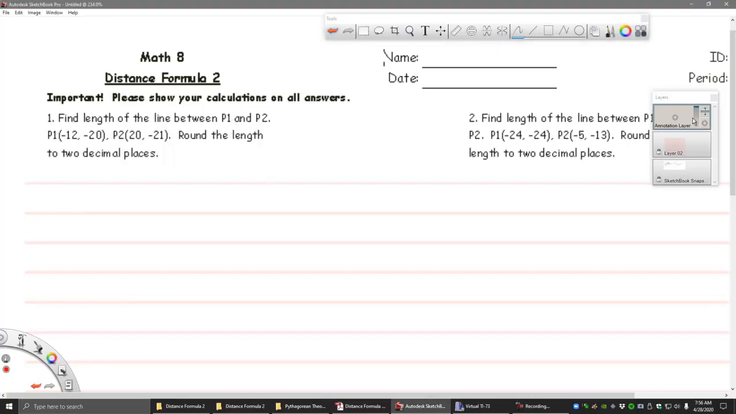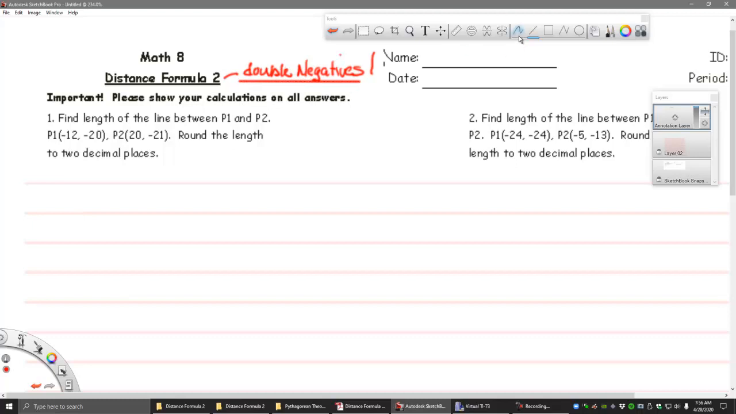Okay, in this video, we'll be talking about the distance formula. This is a little bit different from the distance formula 1 worksheet in the fact that we'll be using negative numbers, okay? And a lot of these numbers will end up being double negatives by the time you get them into the formula. So this is what's tricky about this assignment, is the use of these double negatives.